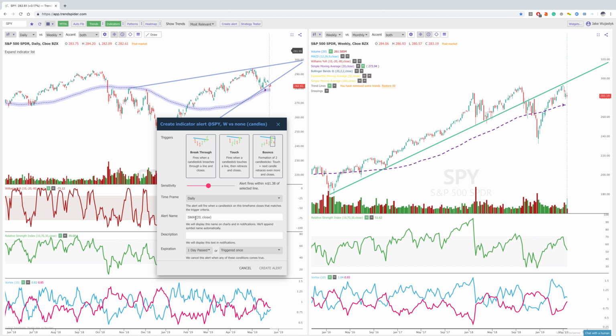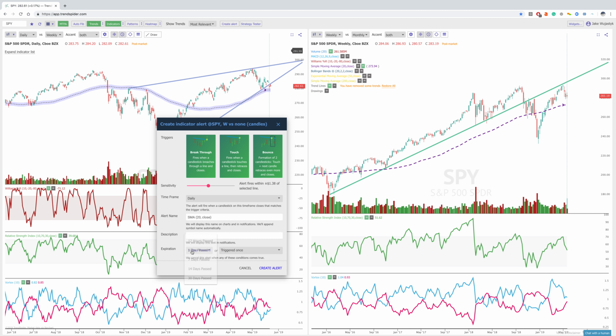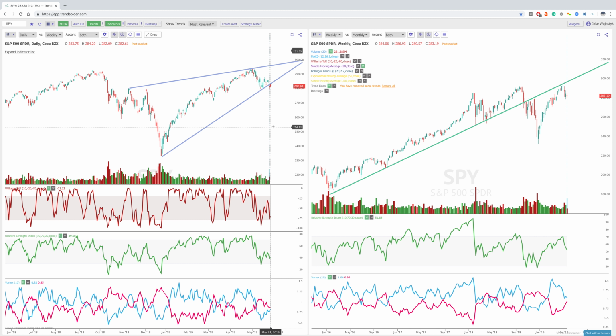And so we can name it just SMA 20 close. We'll choose a breakthrough touch and a bounce, and we will have it expire in 30 days. So now anytime that the price action gets within this area and closes within this area, we will be alerted.